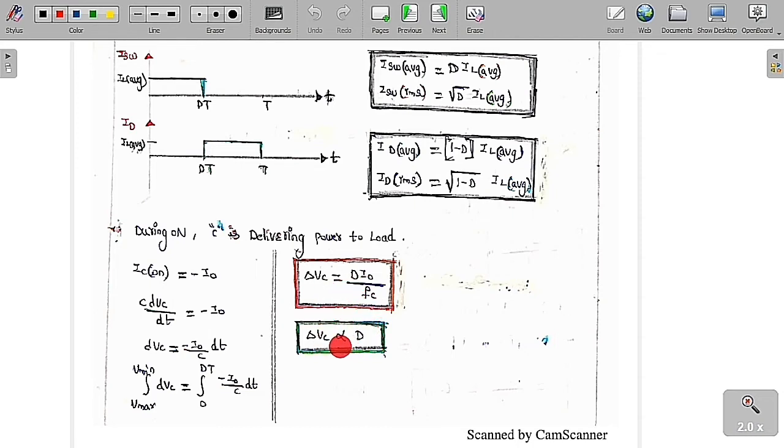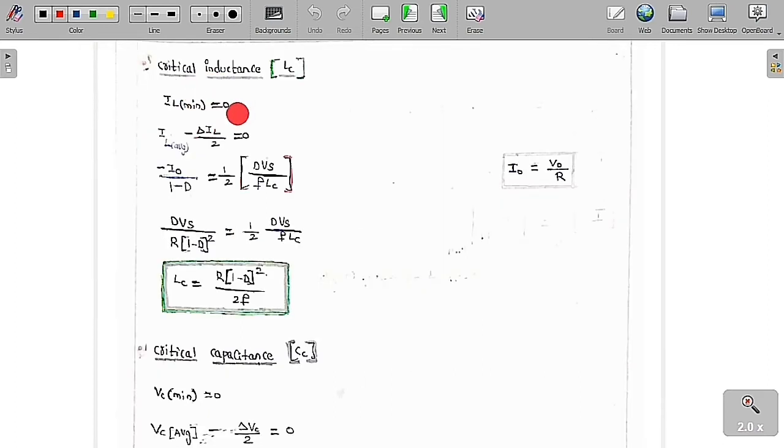As the D increases, delta Vc also increases. So now I want to find the value of the critical inductance and also the critical capacitance. Critical inductance means there is just minimum continuous conduction in the inductor current, meaning the inductor current is going to rise from 0. So therefore IL minimum is equal to 0. IL minimum, just now I have told you, is IL average minus delta IL by 2.